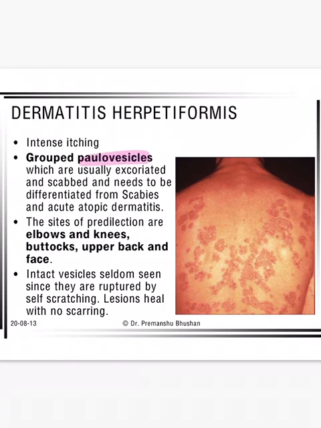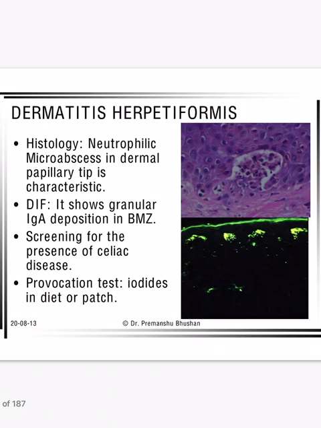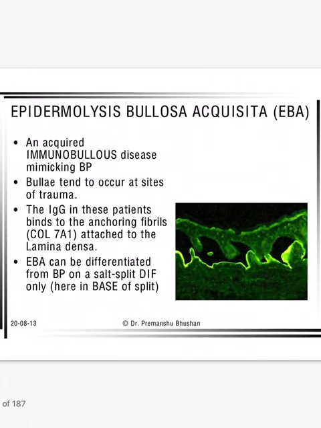Now this dermatitis herpetiformis, there are grouped papulovesicles that are mainly located on the extensor aspect, guys, like elbows, knee. Okay, so in dermatitis herpetiformis there is neutrophilic microabscess that is known as papillary tip microabscess, guys. Okay, and there is a history of gluten sensitivity, guys.